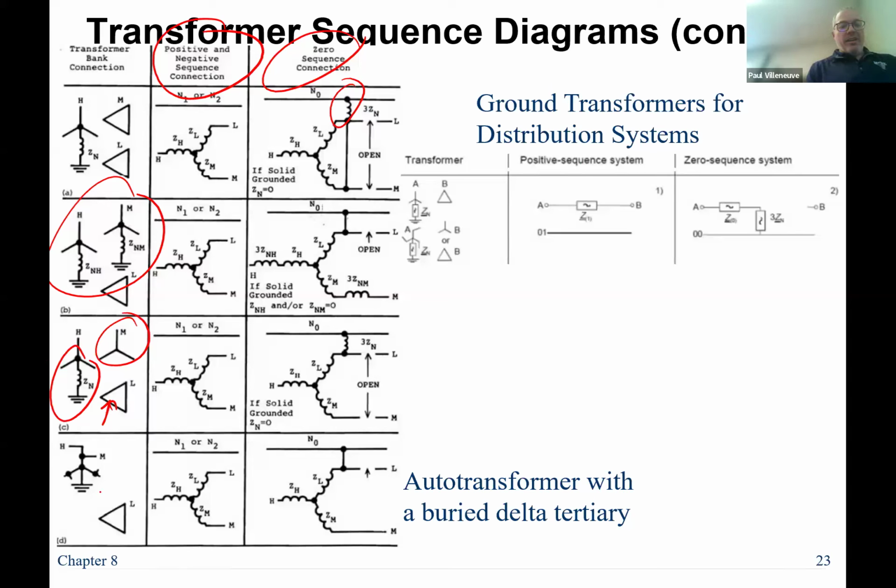And then the last one is if I have an autotransformer with a buried tertiary, meaning the delta winding is not coming out. You can see that I have one connection over here. And then if I have a couple of different designs, this is called the zigzag transformer, which introduces this additional impedance. You start to see more zigzag transformers for grounding purposes.